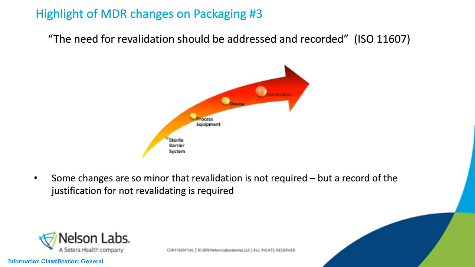Okay, highlight number 3. The need for revalidation should be addressed and recorded. Previously, revalidation wasn't very well addressed in the ISO 11607. In fact, it was only identified in 16775. However, with the revision, this has now been brought into the document. It's important that you take a look at changes over time, and those can be anything from the sterile barrier system, if you do an equipment change, are you changing the device, or maybe even looking at different sterilization methods in light of recent events.